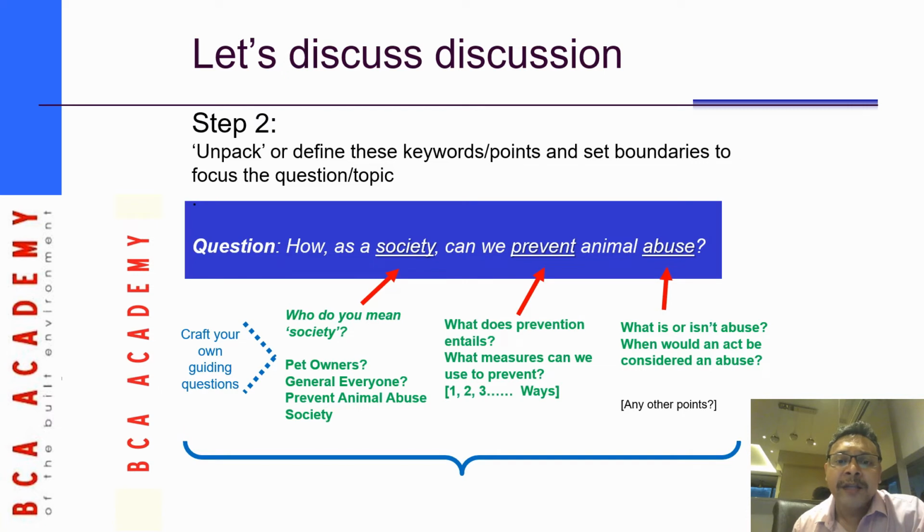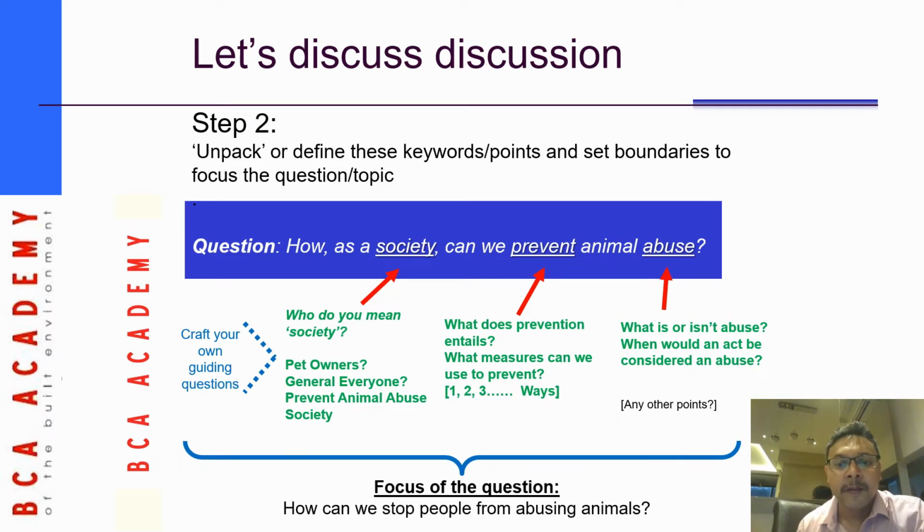And what can you do to prevent animal abuse? What can pet owners do to prevent animal abuse? What can you and I do to prevent animal abuse? What can the Society for Prevention of Animal Abuse do to prevent animal abuse? Next, come up with a focus question. How can we stop people from abusing animals? That should be the main focus of your presentation. You're going to suggest different ways how everyone or anyone can prevent animal abuse. So at the end of your presentation, you want to give as many points as possible as to how we can prevent animal abuse.